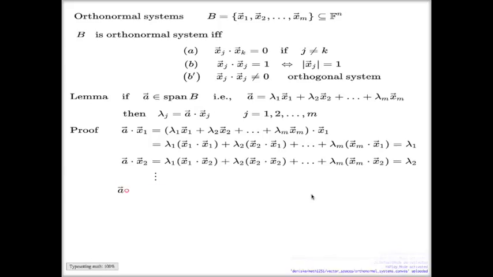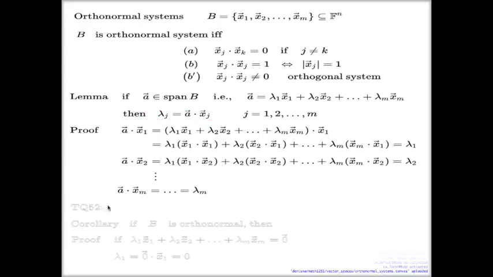So repeating the same steps for all of the other identities from this set of identities, the proof is finished. Any questions? Okay.